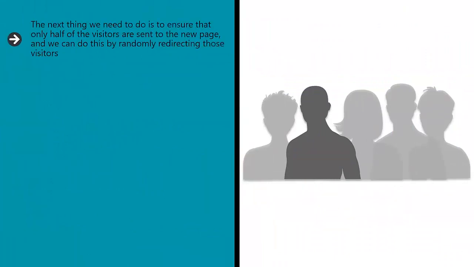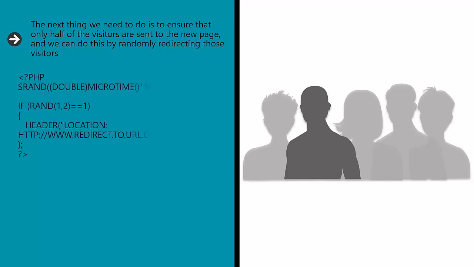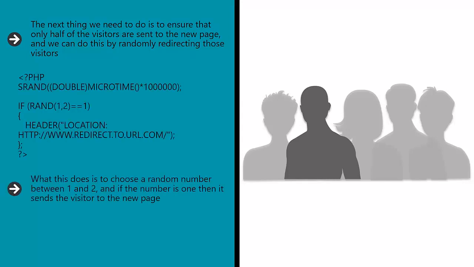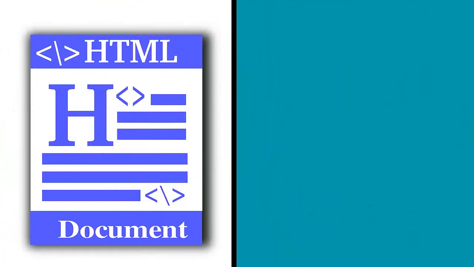The next thing we need to do is to ensure that only half of the visitors are sent to the new page, and we can do this by randomly redirecting those visitors. What this does is to choose a random number between 1 and 2, and if the number is 1, then it sends the visitor to the new page. If not, they stay where they are. This works by using a timer to choose the number, hence the need for the microtime part. You don't really need to know how this works, though, only that it does work.